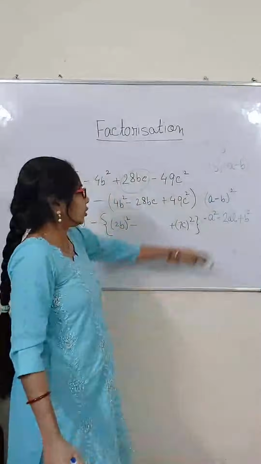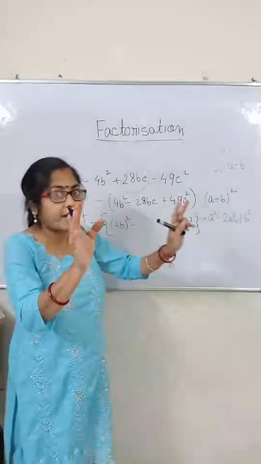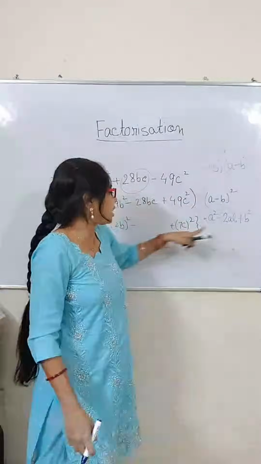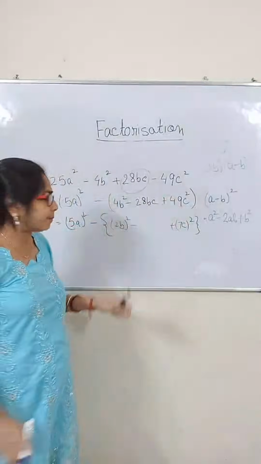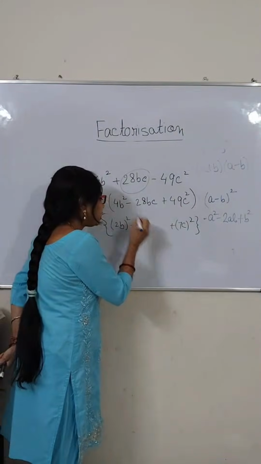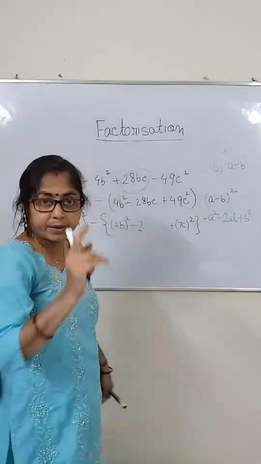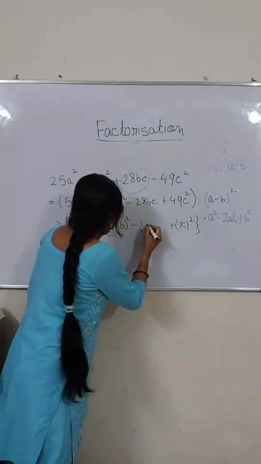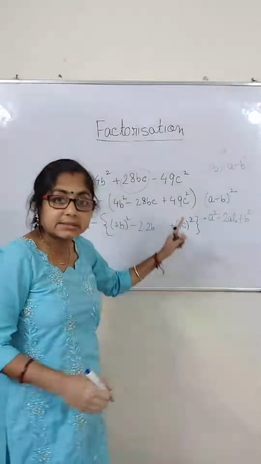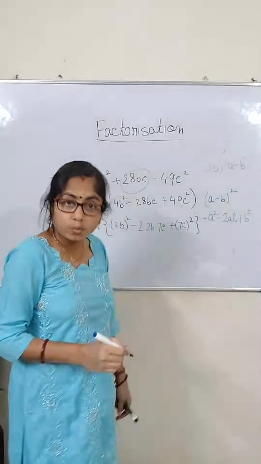Now look, a square. Here there is a square. Then 2ab: I am not writing this one, I just put minus and a gap. And there is b square, meaning 7c square. Next, 2ab. First I write 2. Here a means 2b, not a, so I write 2b. And here b means 7c. Clear? 7c.